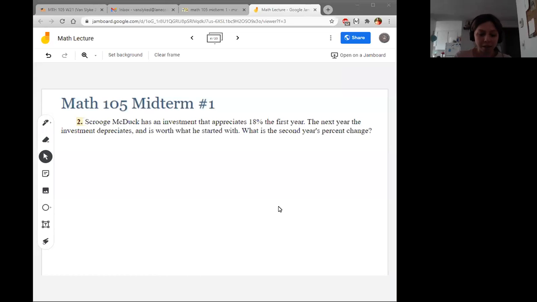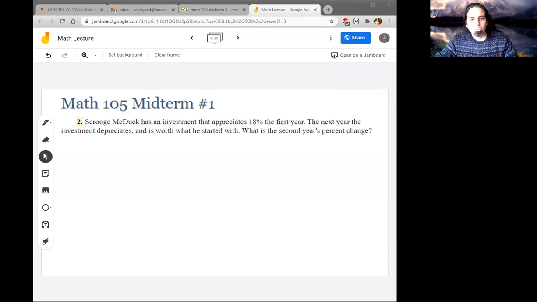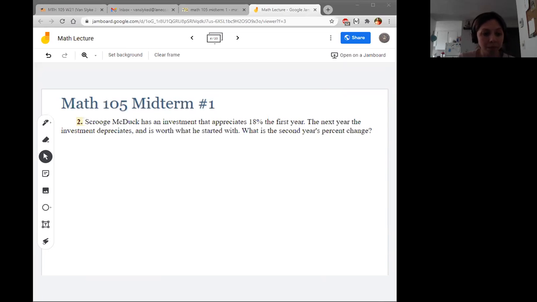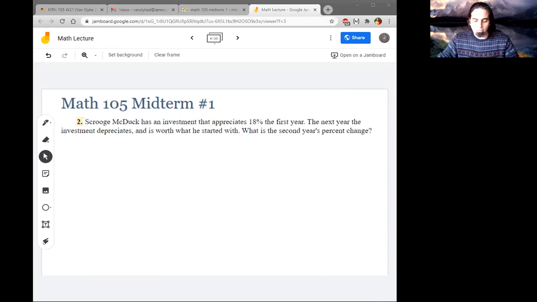Yeah, that's fine. Okay, practice problem from the midterm. This one seems tricky because it looks like they need to give you what he started with as a dollar amount. And that would be more definite, but you can just actually make that up. So we'll just pretend it's 100, because 100 is one of our favorite numbers for doing percent problems.